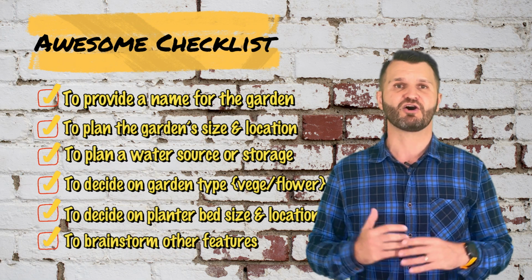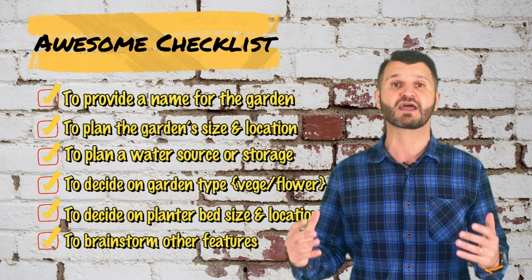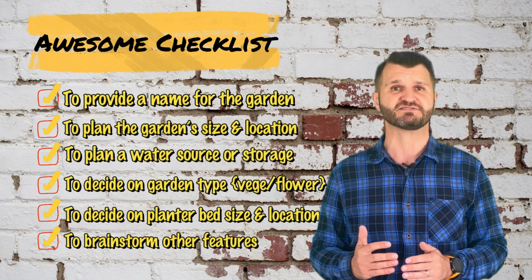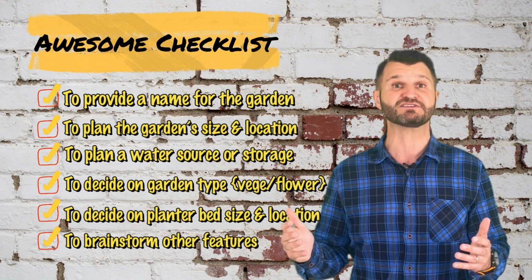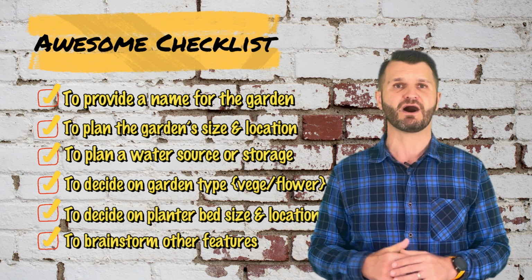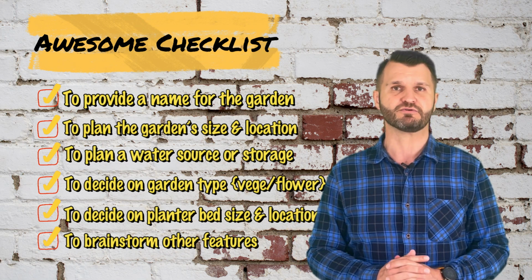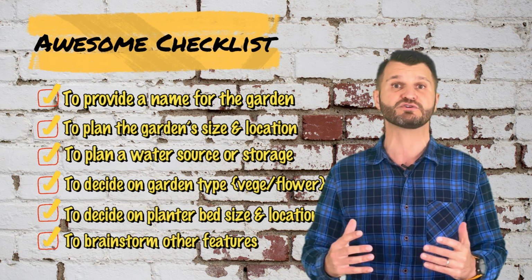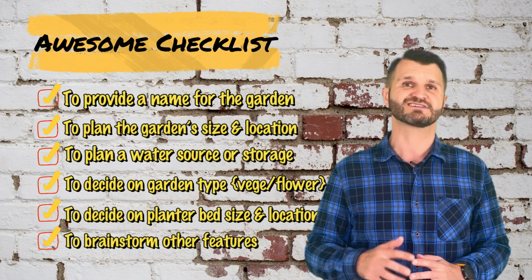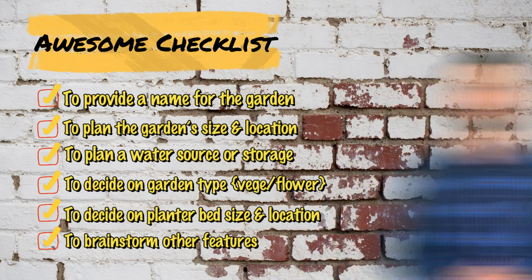We can decide on the size, type, and location of the planter beds. So the planter beds are those beds where we put the plants or the vegetables. We can brainstorm other features to include things like compost, irrigation, or even a storage shed. So over to you, spend a few minutes brainstorming.